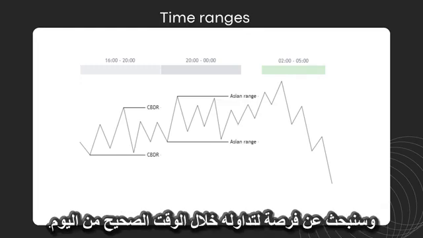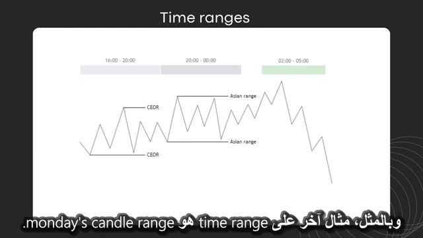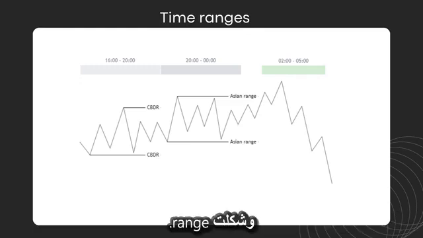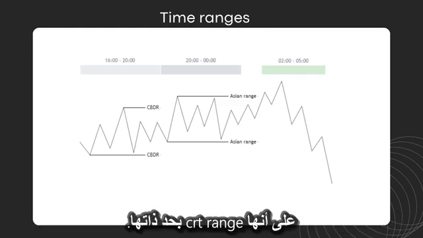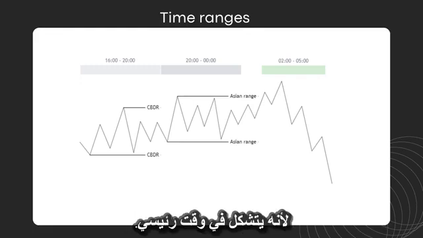And we would be looking to trade it during the correct time of the day, and when it's extremed or purged correctly, right? Similarly, another example of a time range would be the Monday candle range. If the Monday candle doesn't test a higher time frame key level and it forms a range, the high and low of the Monday candle would be treated as a CRT range in itself, and that would also be deemed a time range because it's formed at a key time.